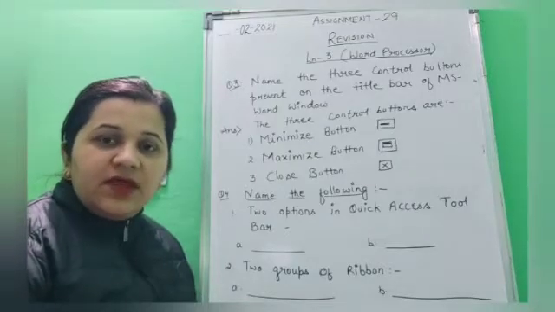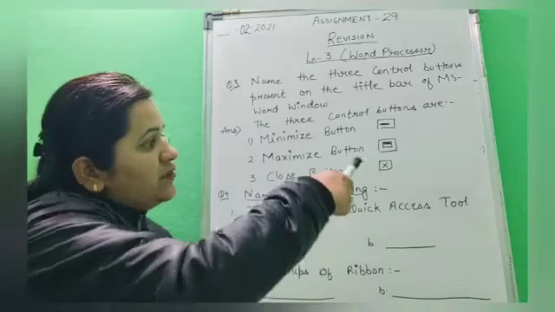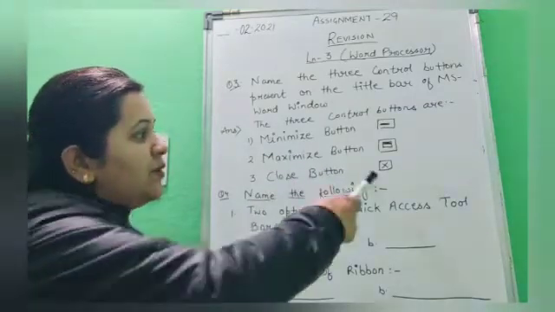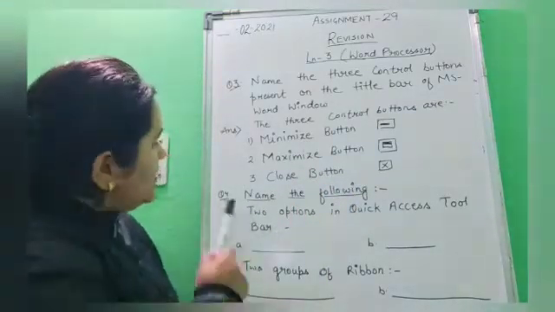You close the work. Then, if you want to close the document, you have to click on this cross button. It is the close button. Okay, children, now come to the next question.